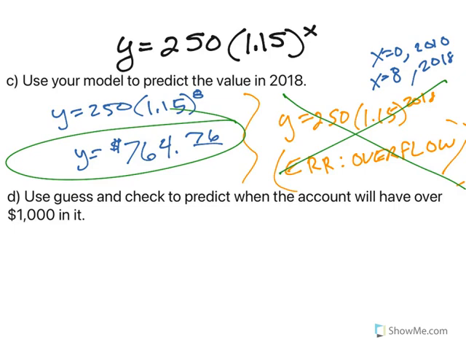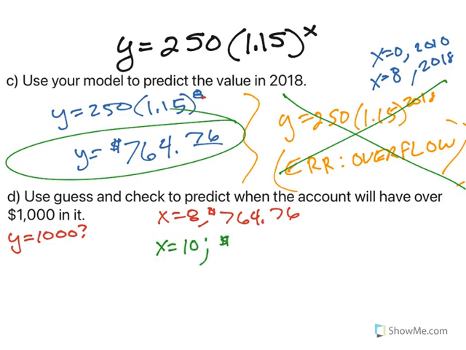Now let's use guess and check to predict when the account will have over 1,000. So now we're trying to figure out when is y going to be 1,000. Well, we know it's bigger than 8, right? Because when x is 8, y yields 764.76. We found that up top. So let's guess something bigger than that. I don't know. How about 10?